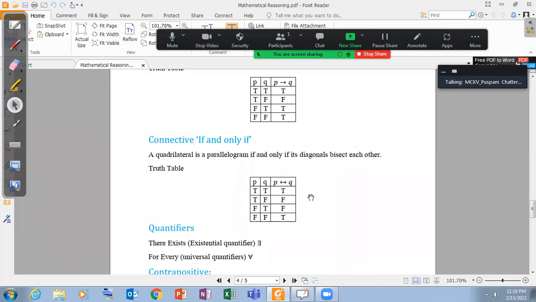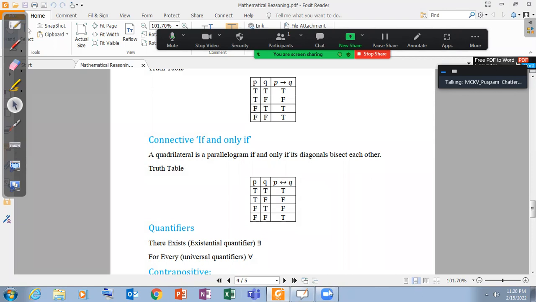And for every, that is a universal quantifier. So what is a universal quantifier? The symbol is this. So for every x belonging to the real numbers, there exists, let us say, 3x squared plus 5x equal to something. So like that, these two are called quantifiers.